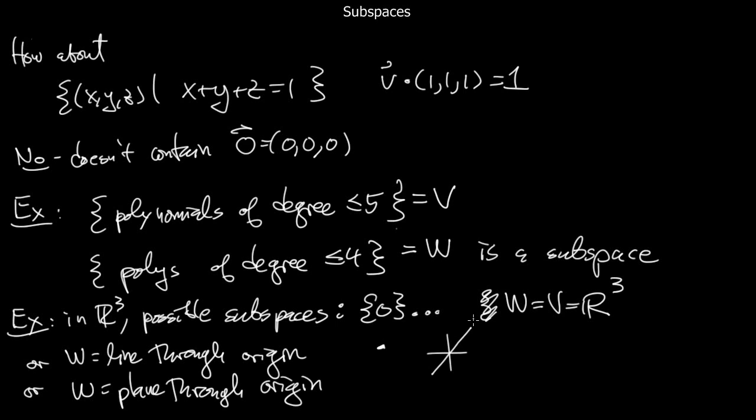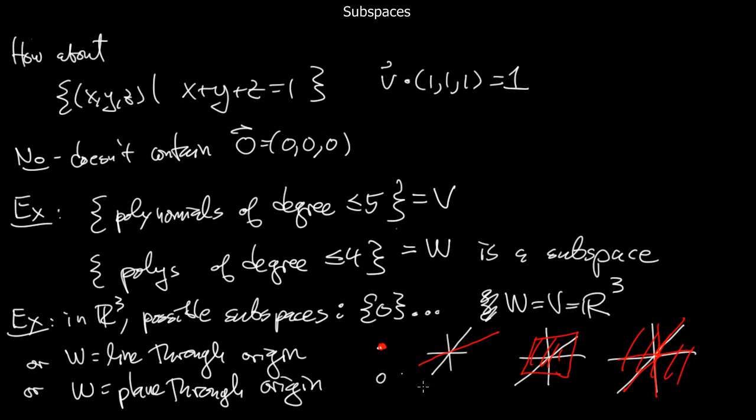Let's draw them here. So here, I'll draw this line in red. Here's the origin in red, a line. In R3, you can take a plane. And you can also take all of R3. And those are all of the possibilities. A point, a line, a plane, or all of R3. And in each case, it has to contain the origin. So that's the general situation. Subspaces are very rigid. There's not a lot of them. There are only a couple of possibilities, and here they're illustrated for R3.